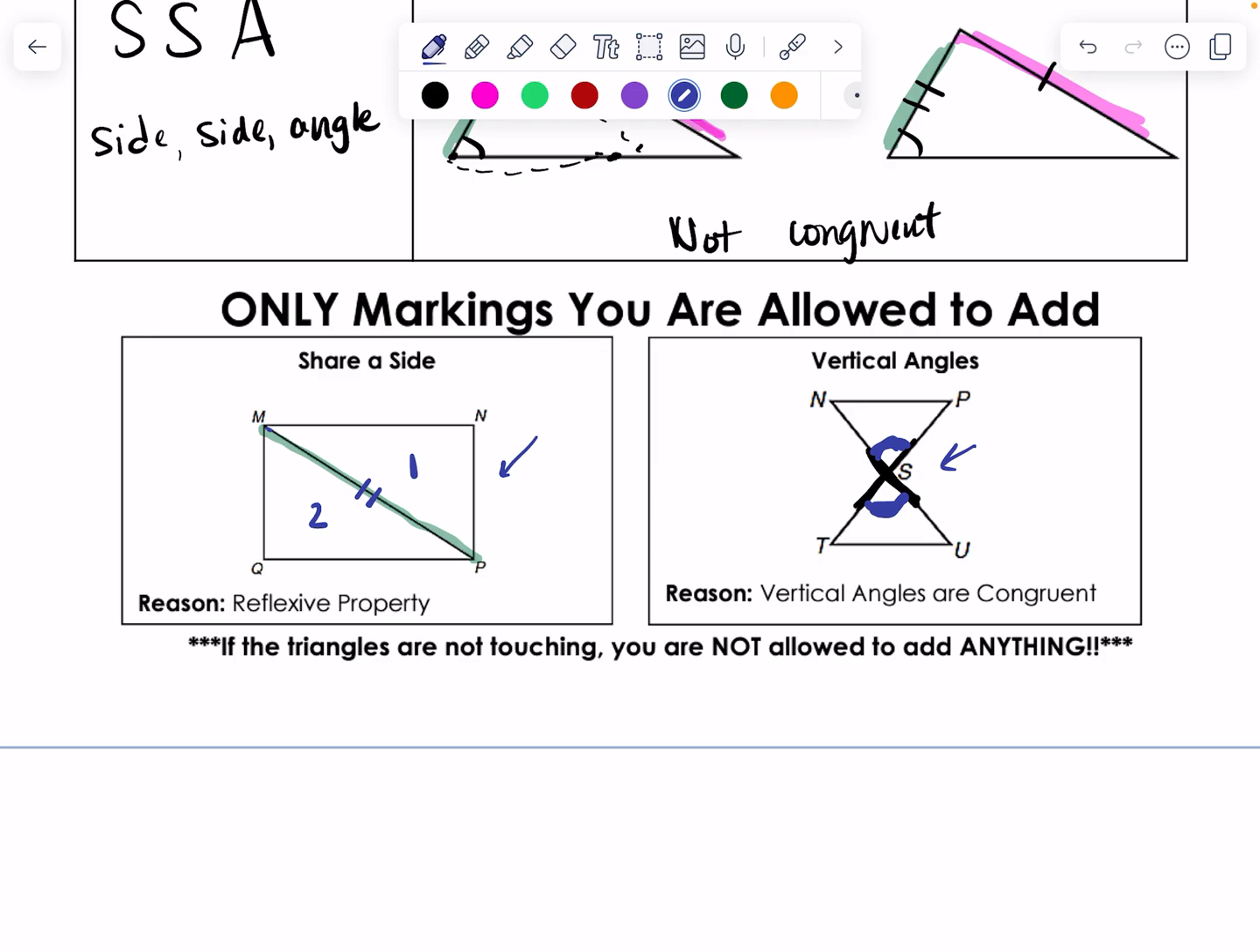So for the rest of the time, you're going to try to identify if given triangles are congruent or not based on the markings that are given. Good luck. I hope you use your notes if you need help.